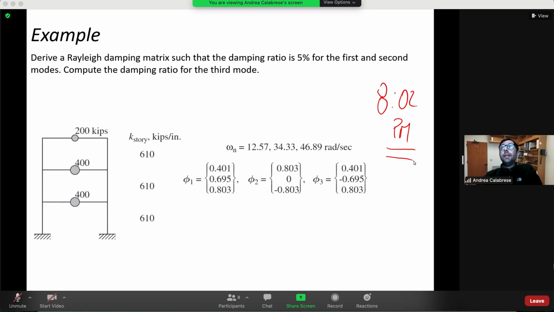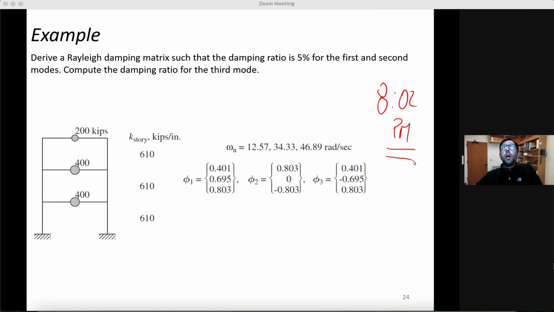You have to define the damping matrix, assuming a damping ratio of 5% for the first and the second mode of vibration, and compute what the damping ratio will be for the third mode of vibration. This is what you will have to do anytime you use SAP2000, ETABS or similar software for a linear analysis, meaning you will have to define the equivalent damping ratio for two modes of vibration.